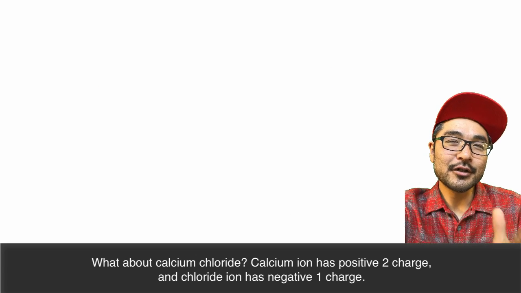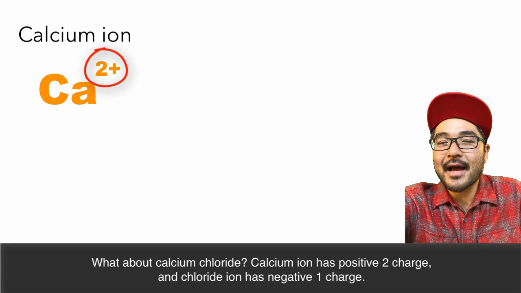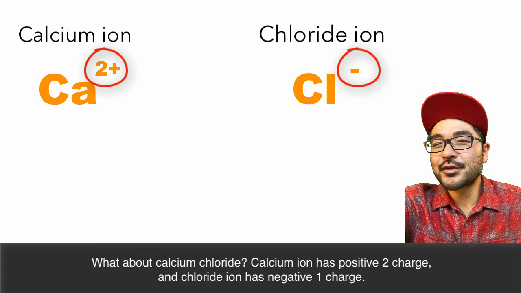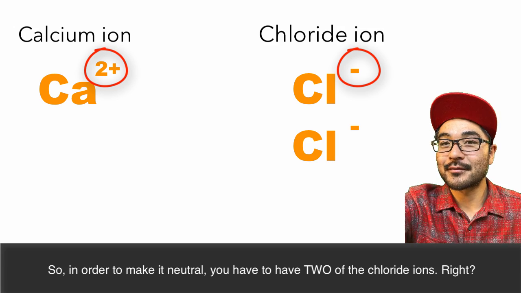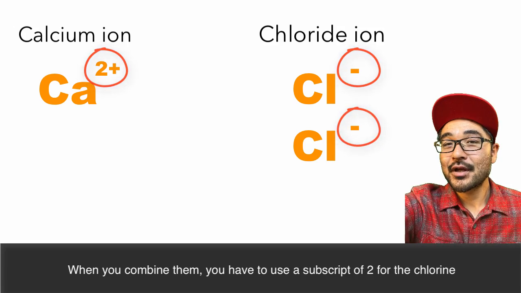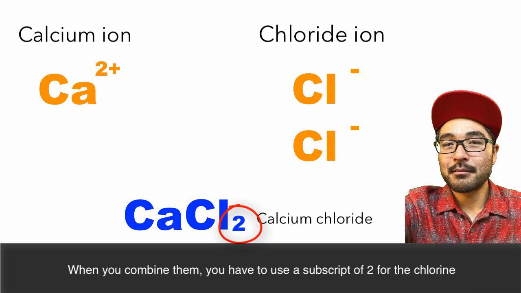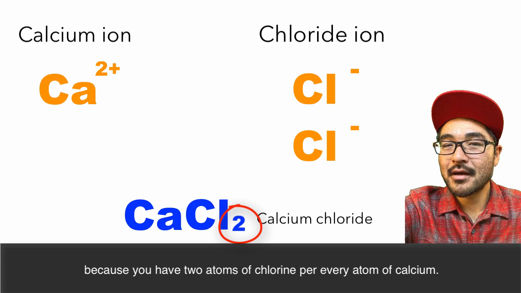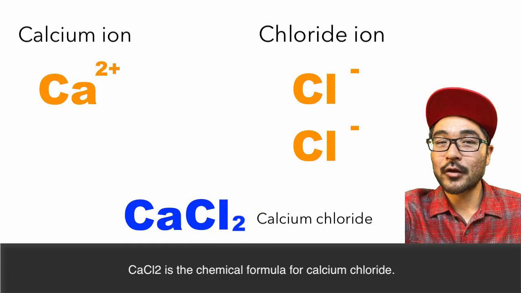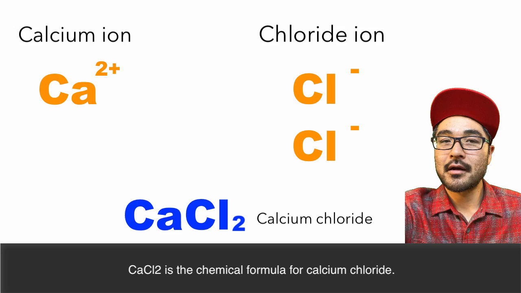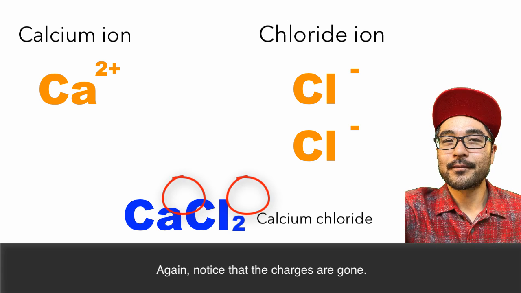What about calcium chloride? Calcium ion has +2 charge, and chloride ion has -1 charge. So in order to make it neutral, you have to have 2 of the chloride ions, right? When you combine them, you have to use a subscript of 2 for the chlorine, because you have 2 atoms of chlorine per every atom of calcium. CaCl2 is the chemical formula for calcium chloride. Again, notice that the charges are gone.